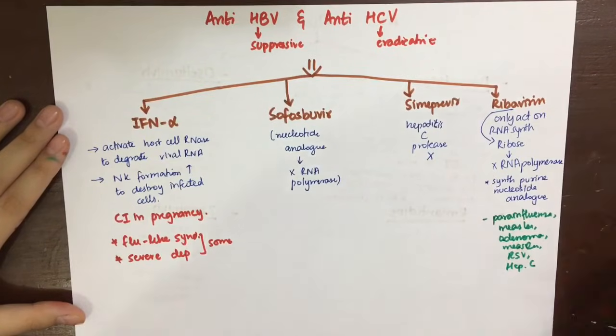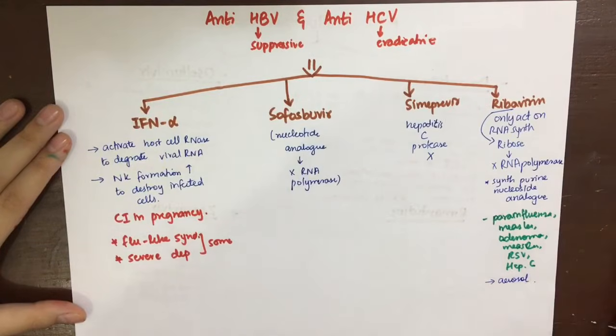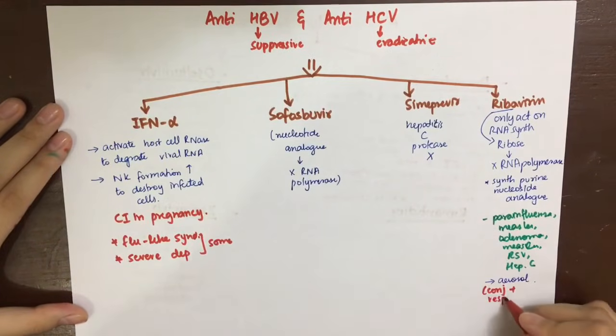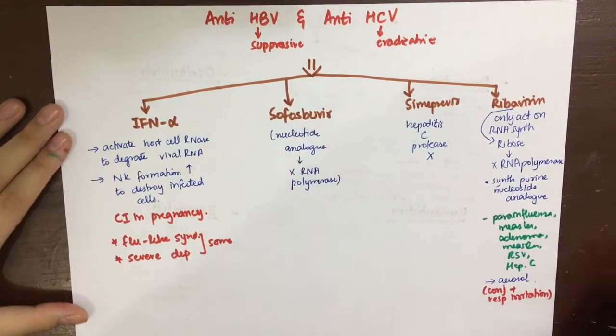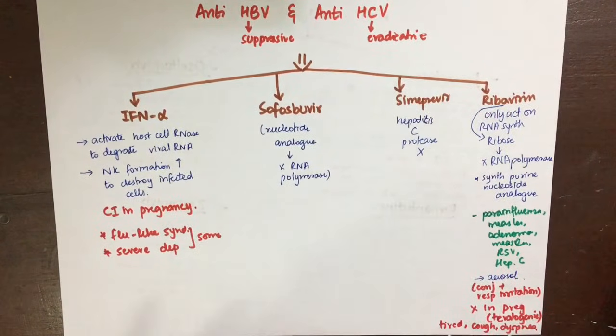Its mode of administration is mainly an aerosol, which can cause conjunctivitis and respiratory irritation. It is contraindicated in pregnancy as well because it is teratogenic, and other side effects can include tiredness, cough, and dyspnea. That's all about antiviral drugs.